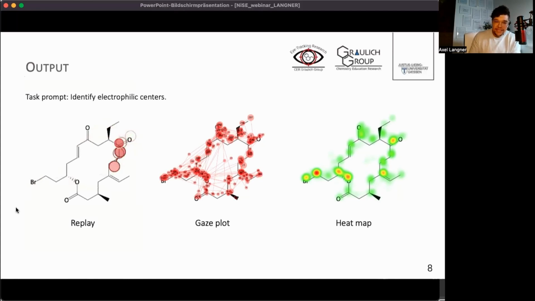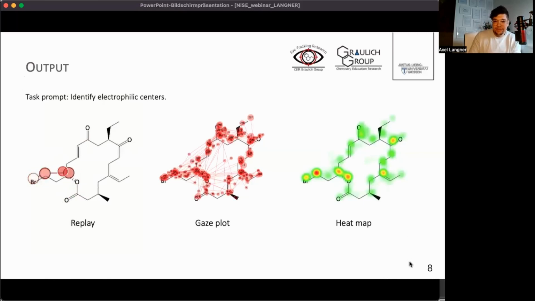And also here in the middle, we have a static image of the eye gaze replay, which is called a gaze plot. And you can also see small numbers in these bubbles indicating the order. And additionally, on the right side, you can see the heat map, which indicates where a person has looked longer. So it gets more red if a person has looked longer at a specific element.